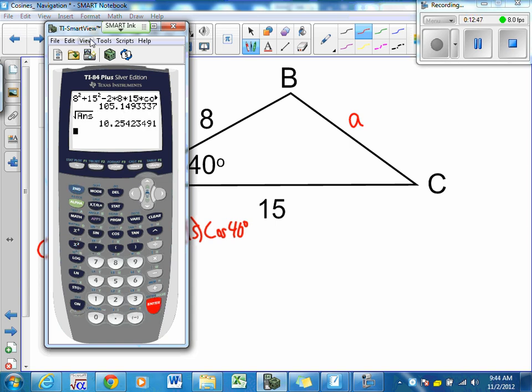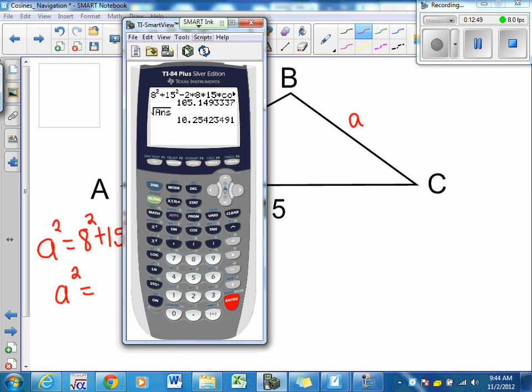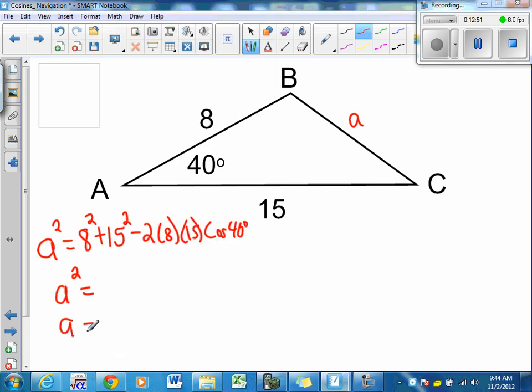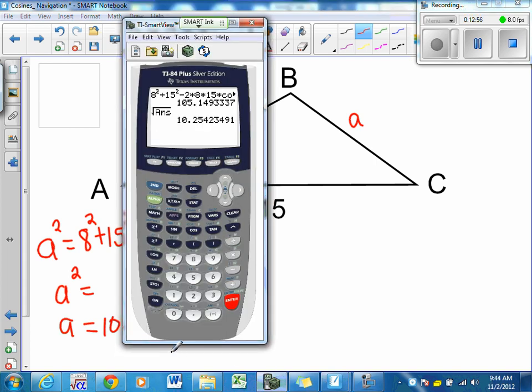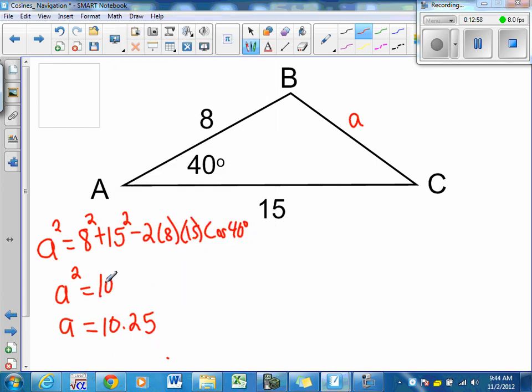You get 10.25. What was it? 105.149 before we took the square root. So there's our A.